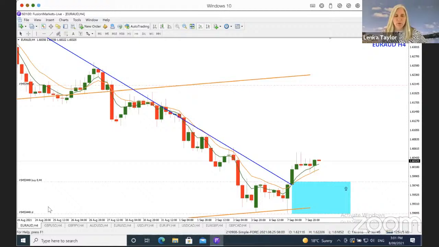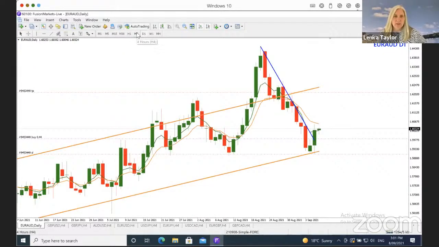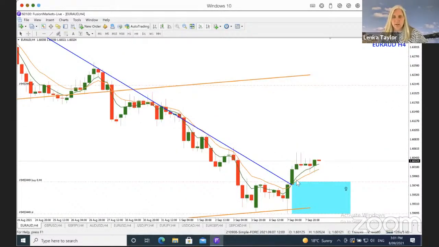So the first one is Euro AUD. I took that trade yesterday. It's a long. Looking at the higher time frame, I'm looking at a long from the bottom of the channel on the weekly. Yesterday I entered just above that big green bar, with the stop loss just below. So I'm staying in that now.